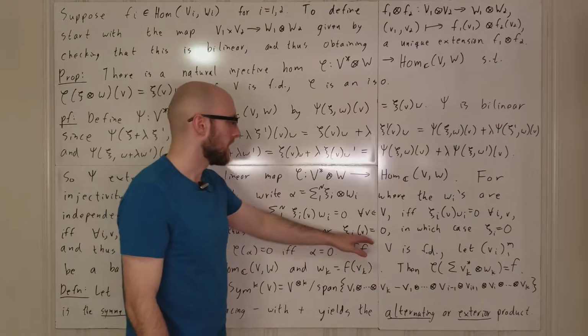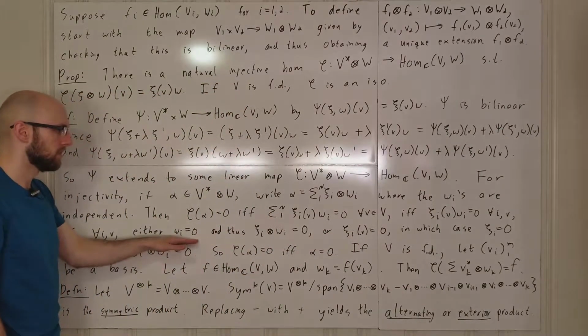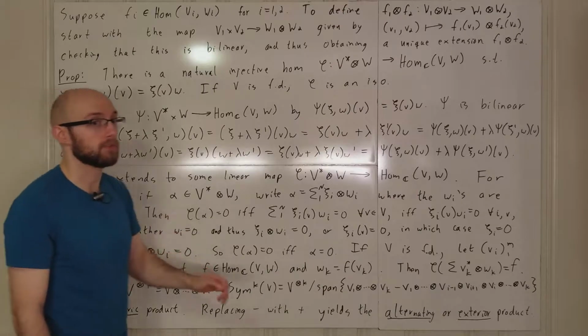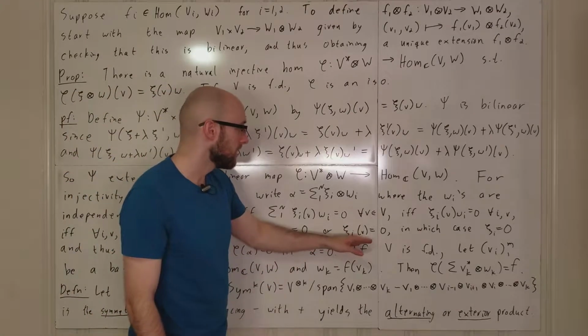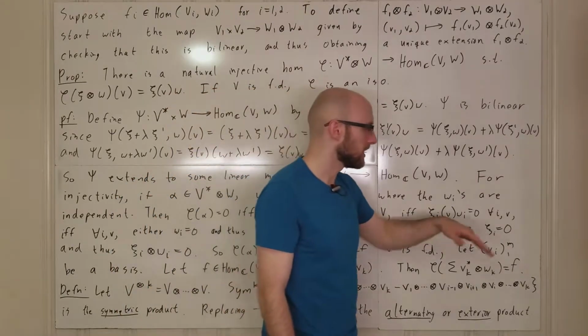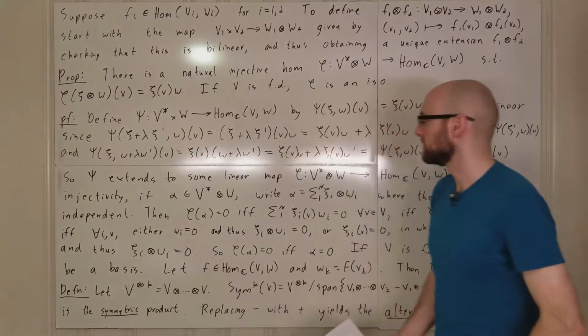If it's not the case that wi is 0, then xi(v) needs to be 0, and that needs to hold for every single v. And the only way to guarantee that that holds for every single v is if xi is 0, and then again we get xi tensor wi is 0.